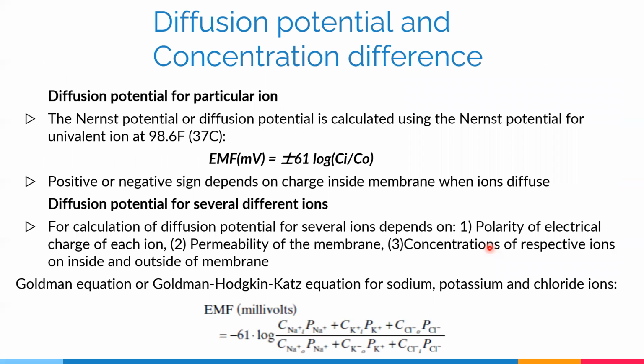Now let us try to quantify the diffusion potential that is present here. As we have seen before in a previous slide, the diffusion potential is also known as the Nernst potential. And at 37 degrees Celsius, which is normal body temperature, the Nernst potential or EMF is given as plus or minus 61 times the log of the concentration inside versus the concentration outside of the particular ion.